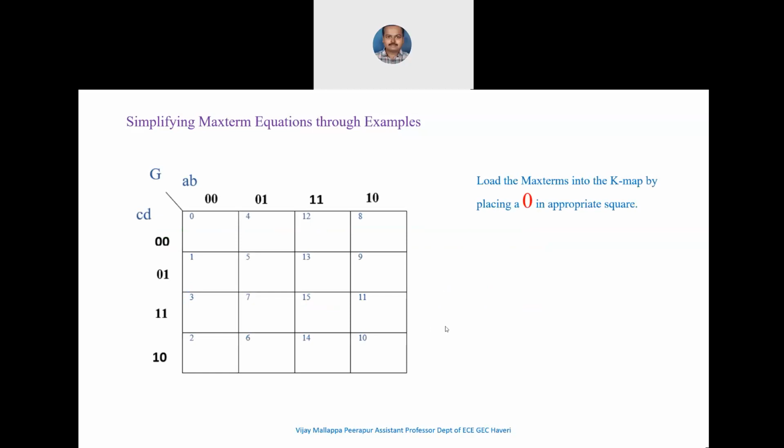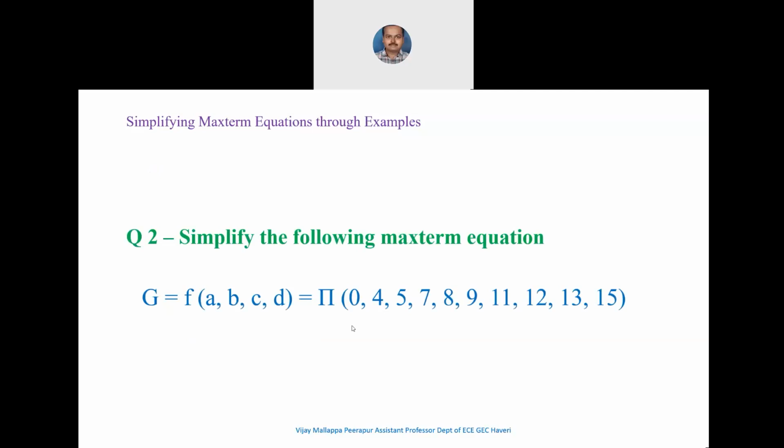Now since the max term is given, what you need to put here, instead of logic 1 as for a min term, is logic 0. Since it is a max term, we enter logic 0 in the appropriate squares of the K-map. Right? Now look at the equation and load the max term values into the K-map.